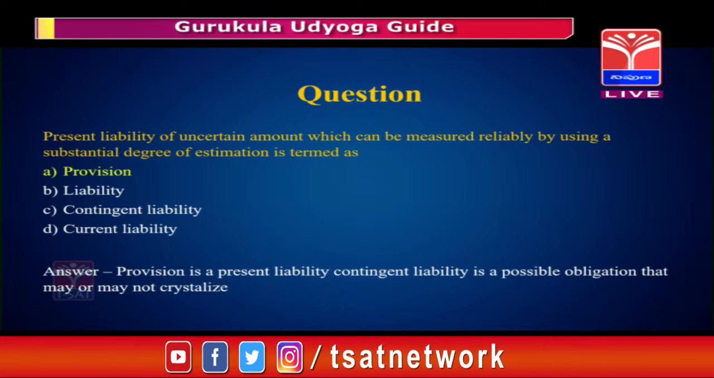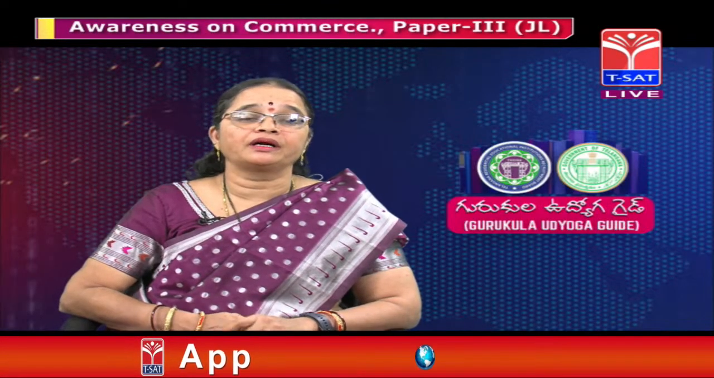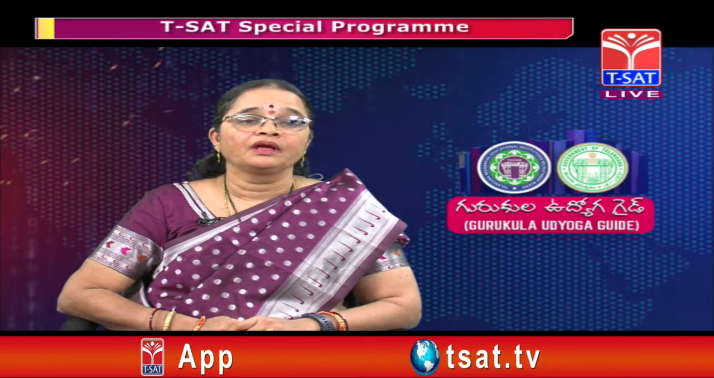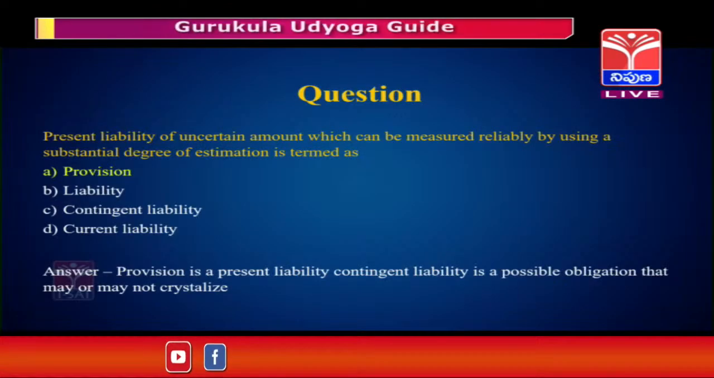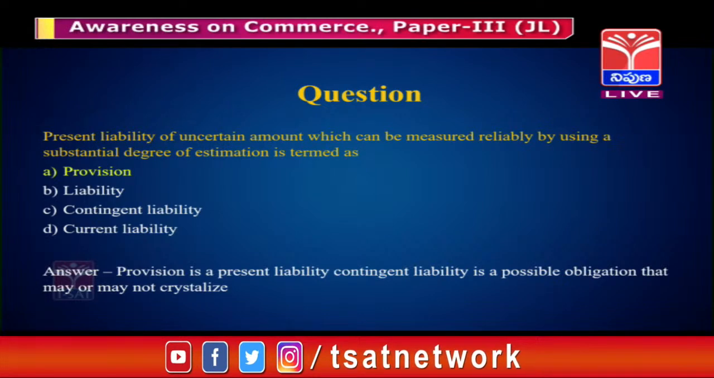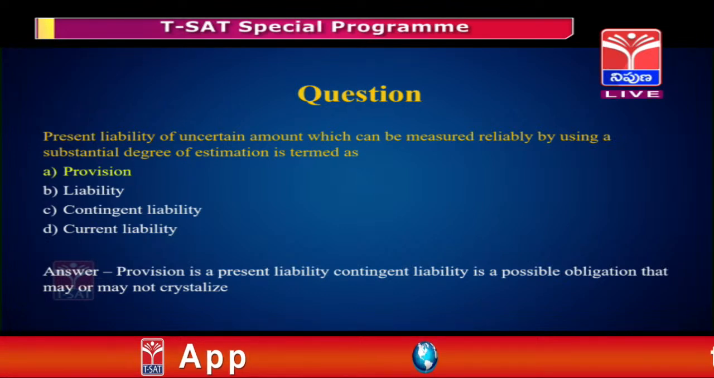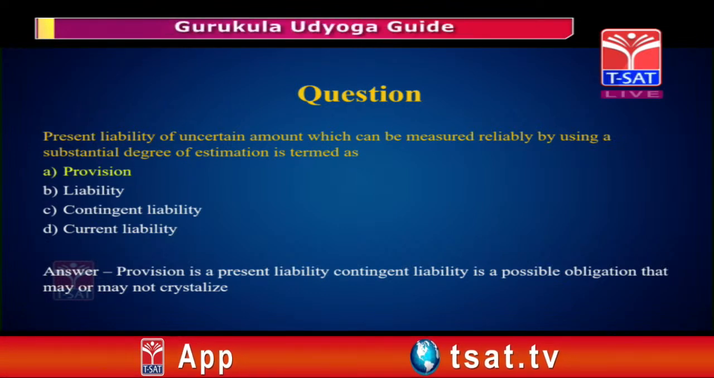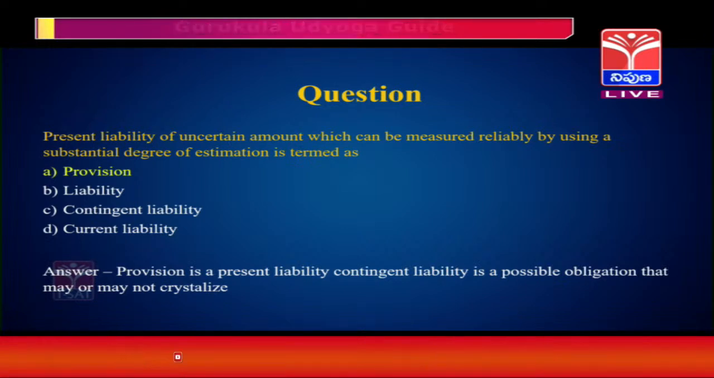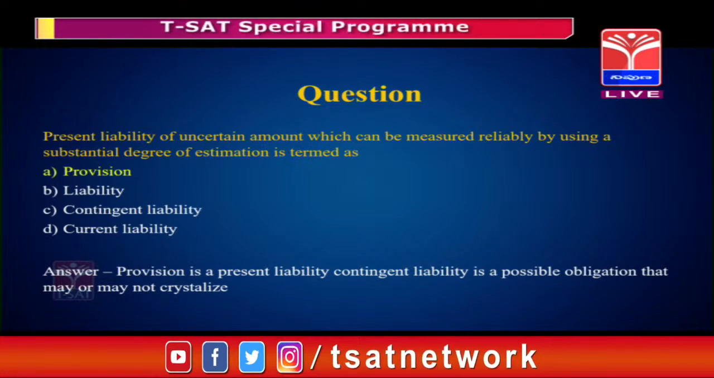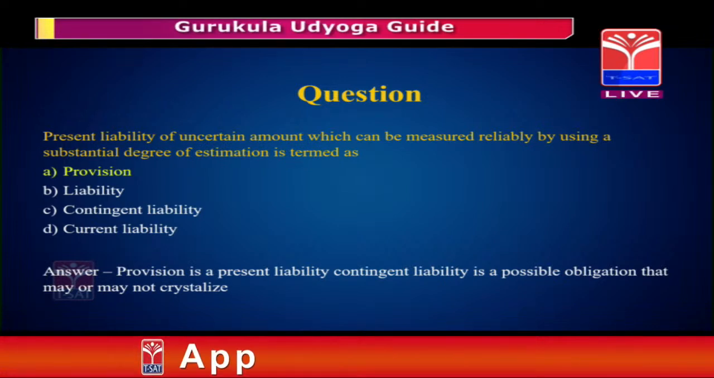So now we are discussing financial accounting and management accounting concepts, terminologies which are there. The present liability of an uncertain amount which can be measured reliably by using a substantial degree of estimation. Keep in mind, whenever the liability is known, it's only that you are not sure about the amounts, we basically call it a provision. If you don't know the liability also, then possibly we would call it a reserve.